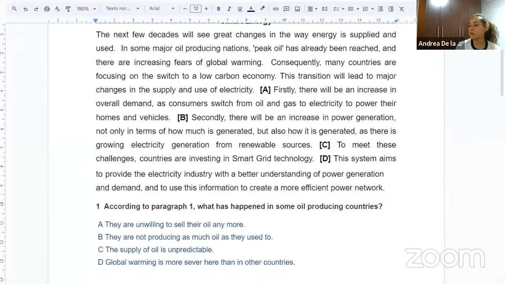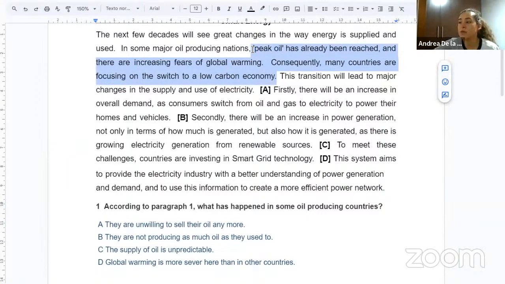Right, so detailed questions, remember, don't require you to read everything. You just need to identify the keywords. Oil producing countries, right? What has happened in these countries? So we search for those keywords pretty much in the beginning, in some major oil nations. It's a synonym, right? What has happened is peak oil has already been reached and there are increasing fears of global warming. Consequently, many countries are focusing on the switch to a low carbon economy. That is what's happened in these countries, right?